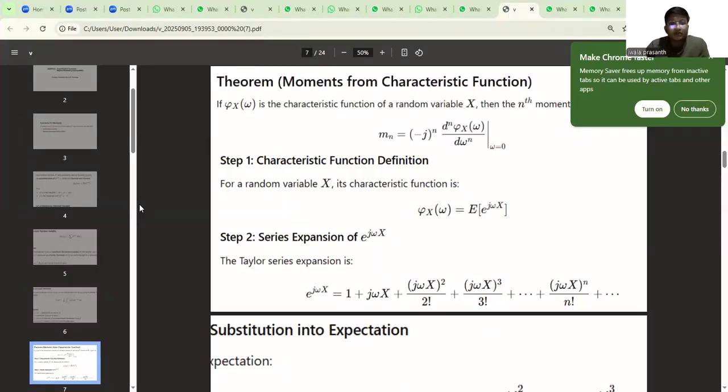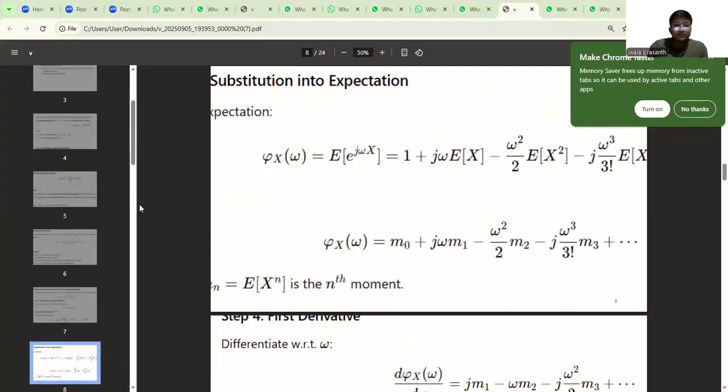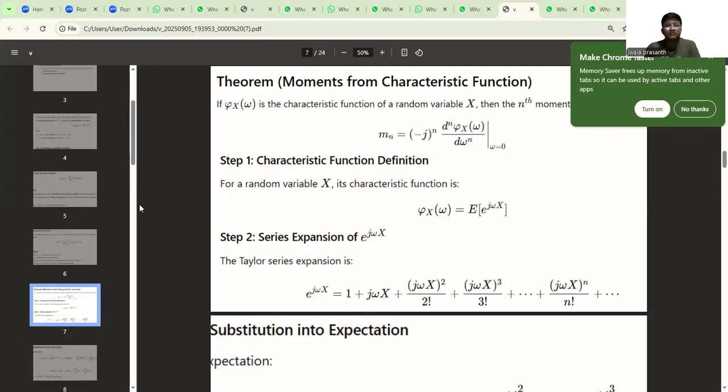Theorem: moment of the characteristic function. If phi of X of omega is the characteristic function of a random variable X, then the nth moment of X is given by m n is equal to minus j power n times d n phi X of omega by d omega n, at omega equal to 0. Step 1: characteristic function definition. For a random variable X, the characteristic function phi X of omega is equal to E of e power j omega X.